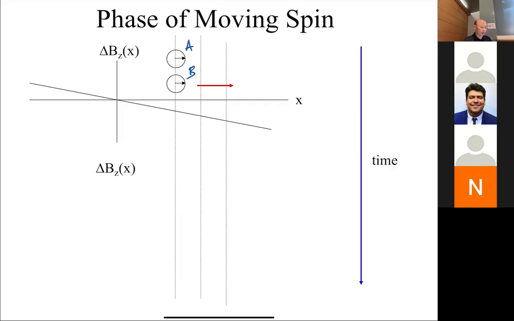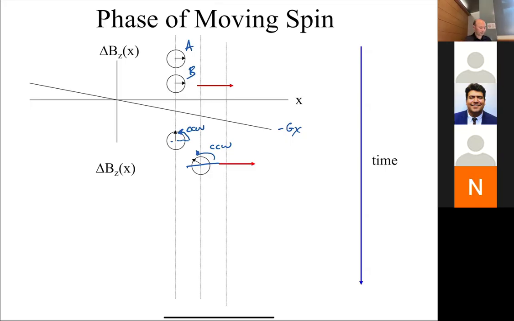And so once again, we apply this gradient. So this is like a minus GX gradient, right? Because it's a negative slope. And so what we expect is after some amount of time, spin A will have, let's say, gone counterclockwise 90 degrees, and spin B goes even more counterclockwise. Okay. Because notice it's moving into a stronger part of the field, right? So it's going to accumulate more phase because it's starting to precess faster than spin A.